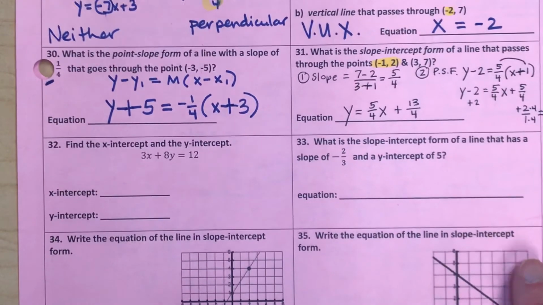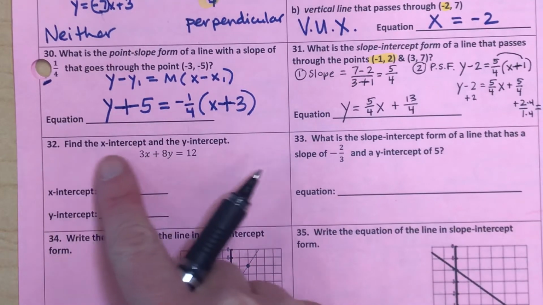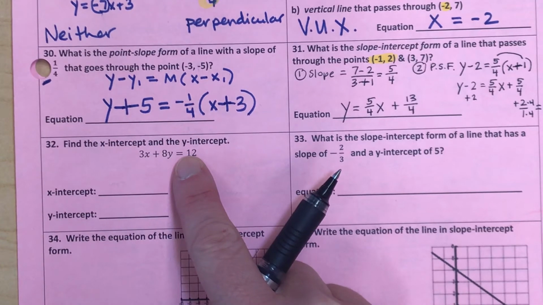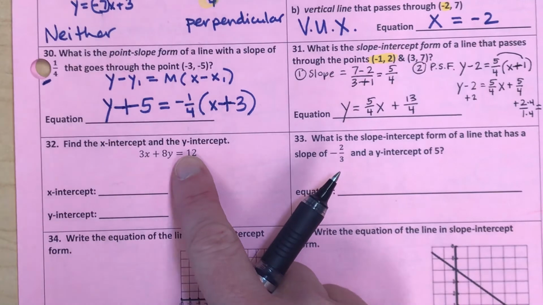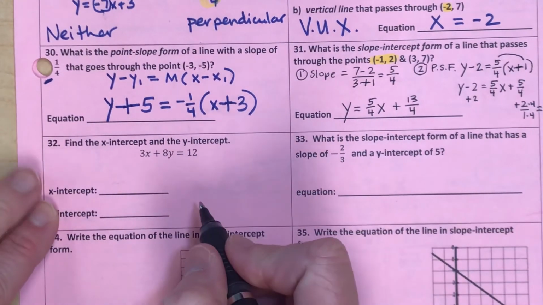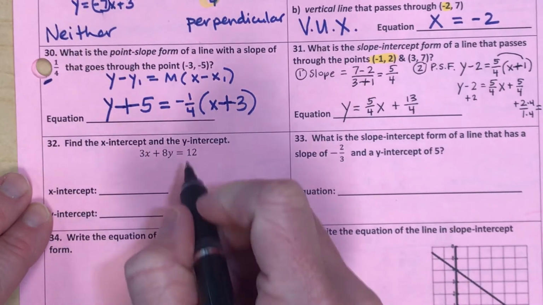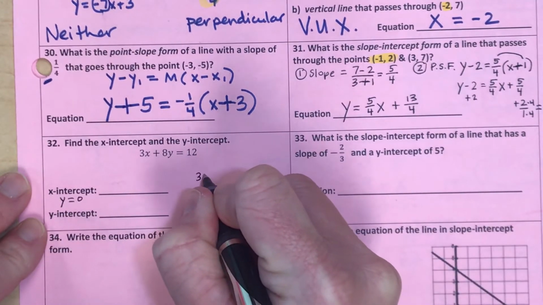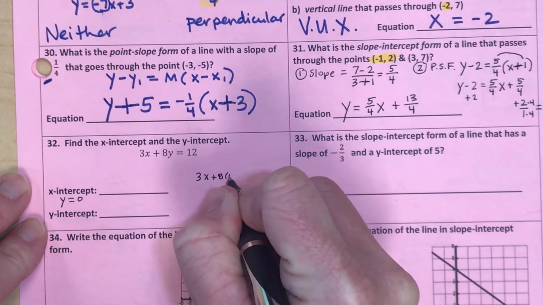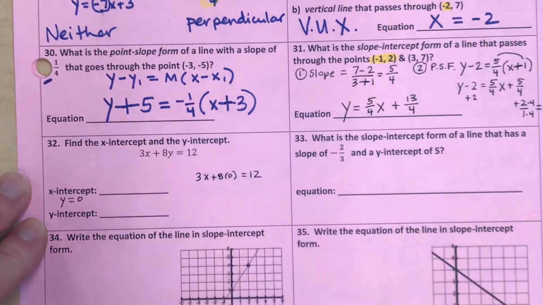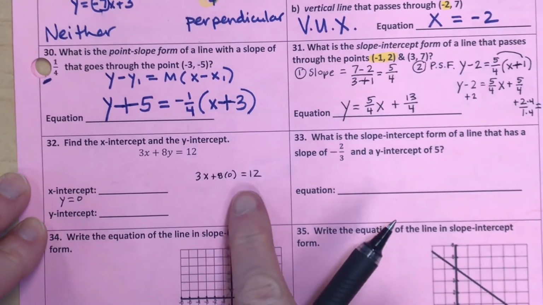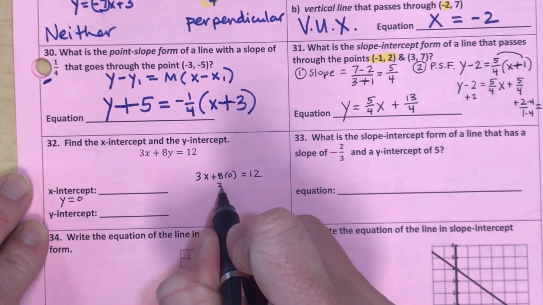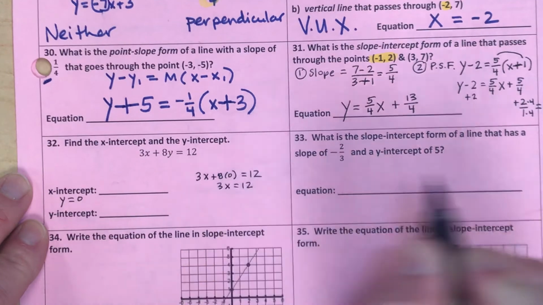All right, here is question number 32. It says, find the x and the y-intercept of your standard form here, 3x plus 8y equals 12. So for the x-intercept, what you want to do is set y equal to 0. So if I have 3x plus 8 times 0, I get 12. So for my x-intercept, you plug in y equals 0. Now 8 times 0, that means I have 3x plus nothing equals 12, or just 3x equals 12.